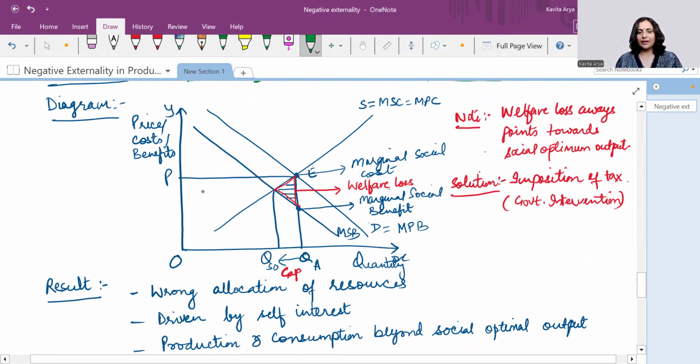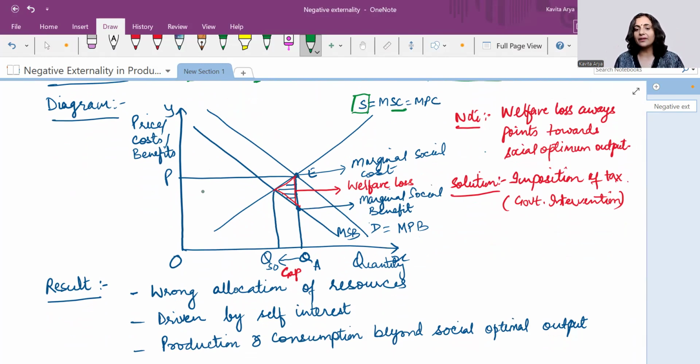We begin with the demand and supply curve. This is the supply curve, and it will remain unimpacted because the social cost and the private cost are the same. So, this representation goes as it is. We have the demand curve intersecting the supply curve at E. So this is our equilibrium and this is our demand curve. Demand curve means we are talking about the consumer's perspective. So this is the benefit curve, marginal private benefit.